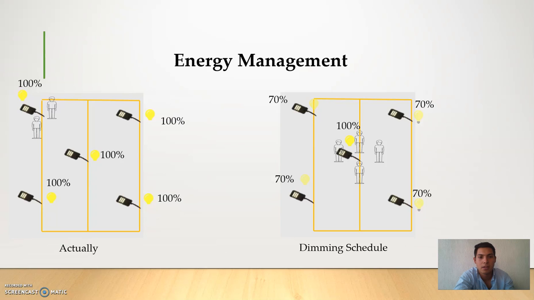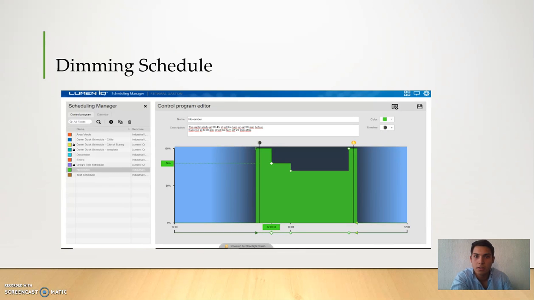Knowing that, we need to choose the correct streetlights that can be manipulated. The next step is to make a dimming schedule. LumenIQ offers this tool for energy management. So I programmed one dimming schedule per month because the number of sun hours changes per month.